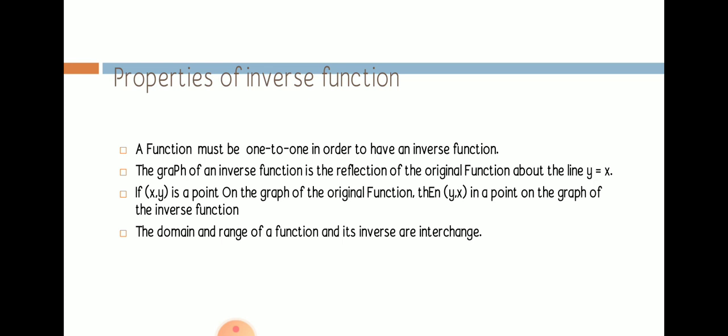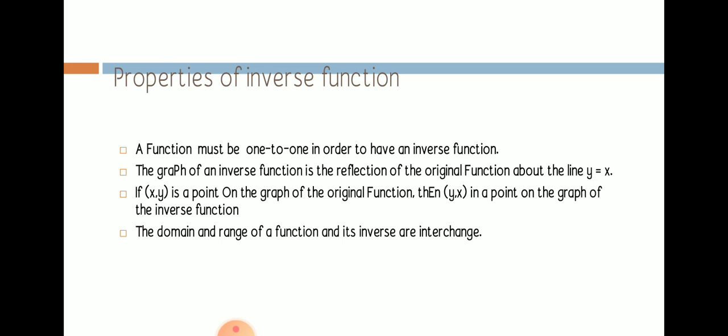Properties of inverse function. A function must be one-to-one in order to have an inverse function. The graph of an inverse function is the reflection of the original function about the line y equals x. If (x, y) is a point on the graph of the original function, then (y, x) is a point on the graph of the inverse function.